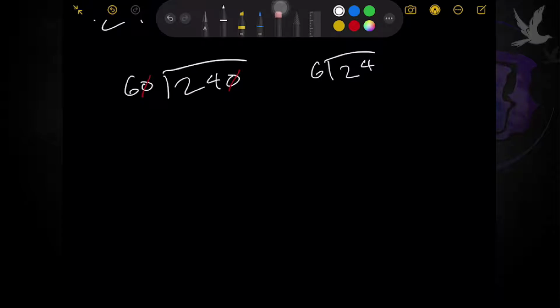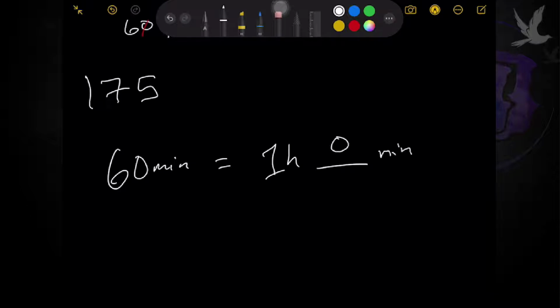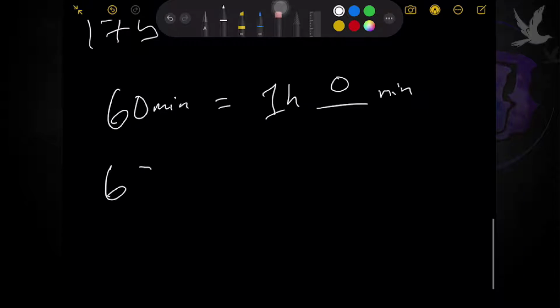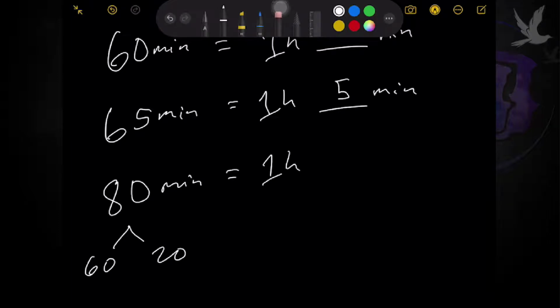Okay, so for page 175, it's basically the same as B. It's just that you are having a remainder here. So for example, knowing that 60 minutes nga, diba? It's equivalent to 1 hour. If you're asked for a minute here, obviously your minute is equivalent to 0. But if it's 65 minutes, it's equivalent to 1 hour, and you have an extra 5 minutes. If it's 80 minutes, so if you're going to take 60 out of it, you'll have an extra 20. So that's equivalent to 1 hour and 20 minutes.